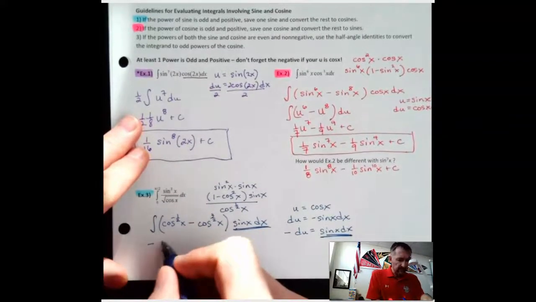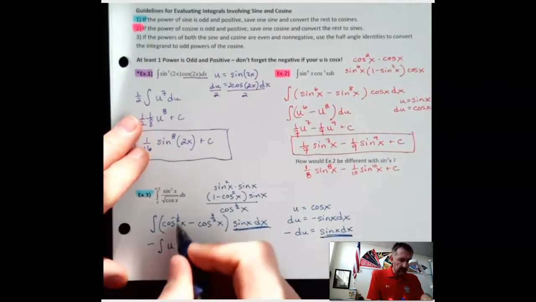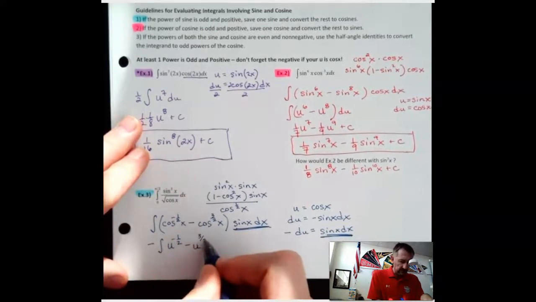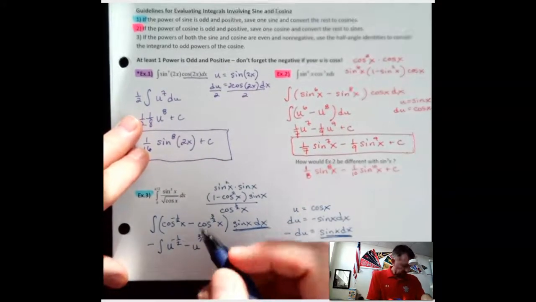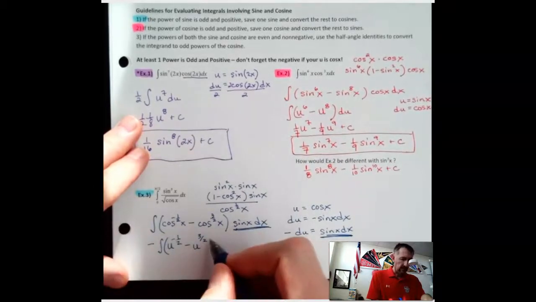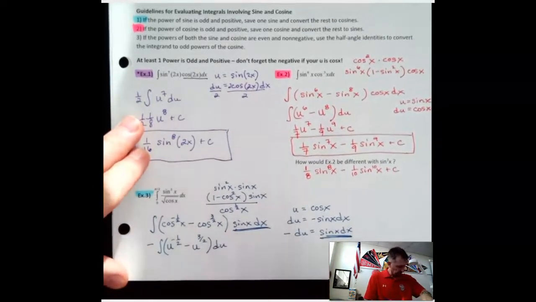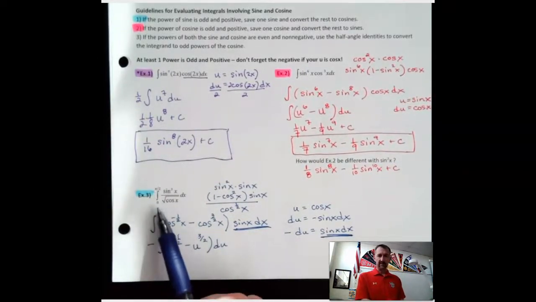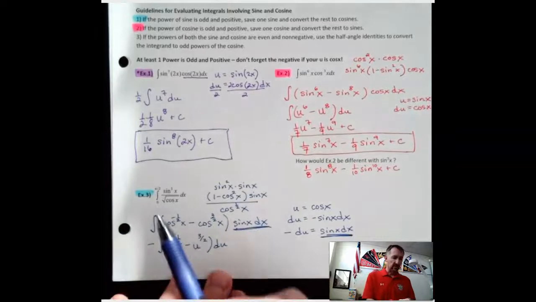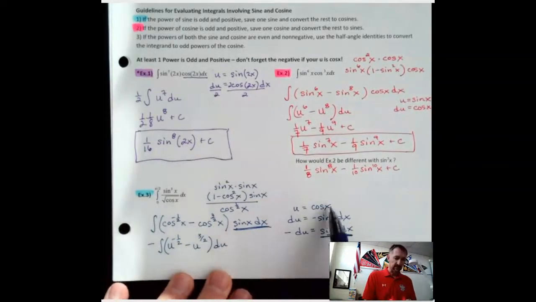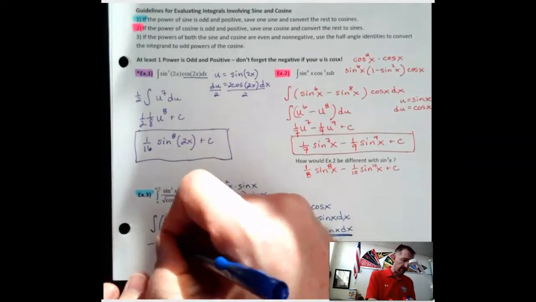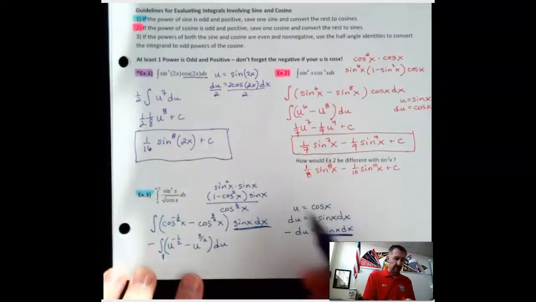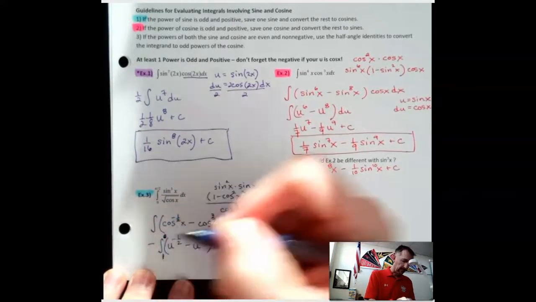So if we switch those out, this is going to be u to the negative 1/2 minus u to the 3/2, and then that is du. And notice that this is a definite integral, so we're going to need to substitute out those limits of integration as well. So the cosine of 0 is 1, and the cosine of pi over 2 is 0.